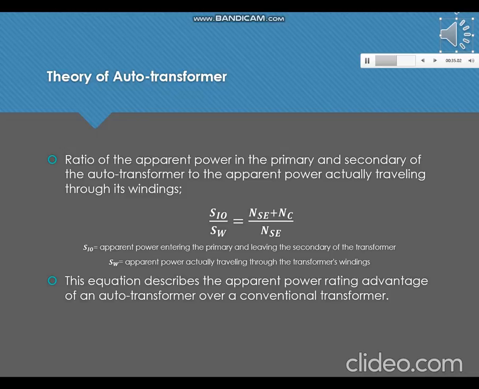Note that the smaller the series winding, the greater the advantage. This equation actually describes the apparent power rating advantage of an autotransformer over a conventional transformer. For example, if you reconnect a conventional transformer into an autotransformer, the new apparent power rating supported by this autotransformer through this equation will be much higher than the conventional transformer. Its detailed derivation of apparent power can be found in the Chapman book of electric machinery.